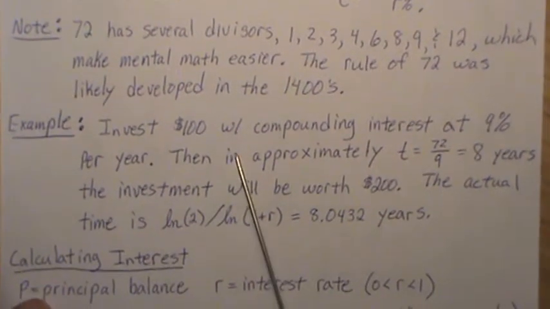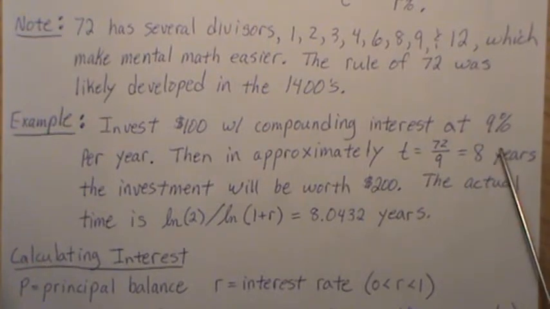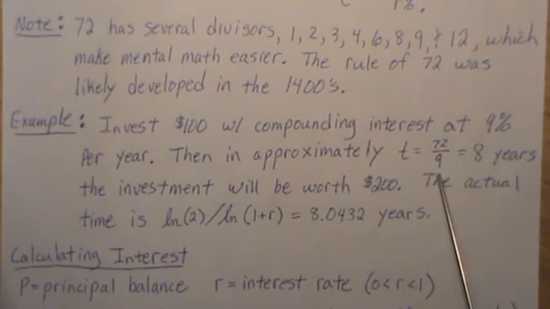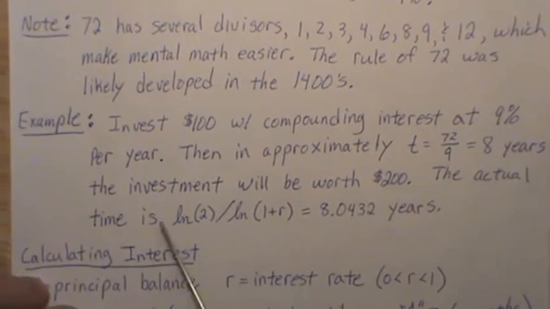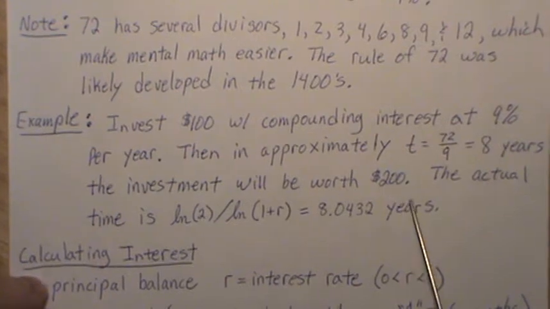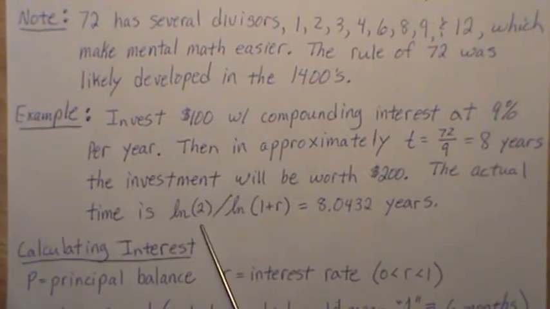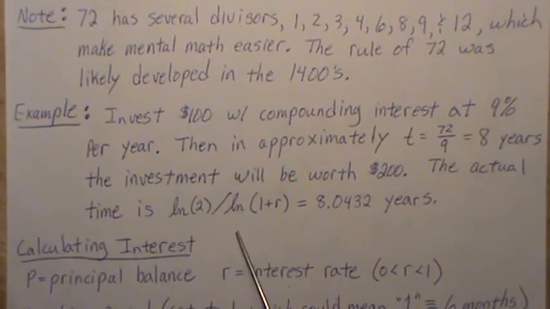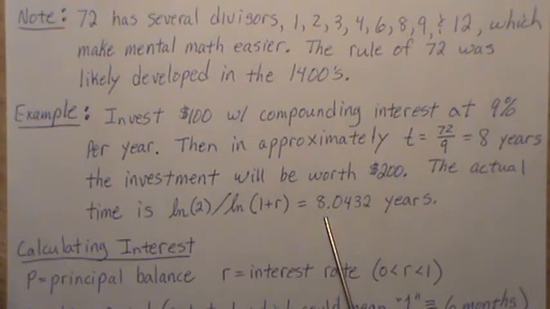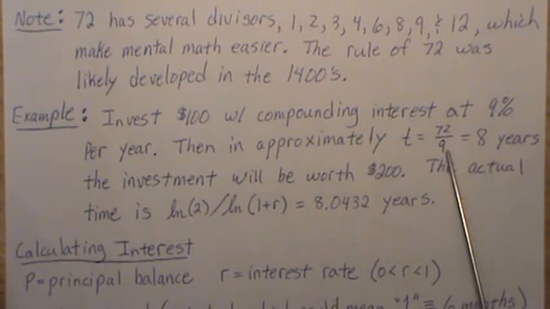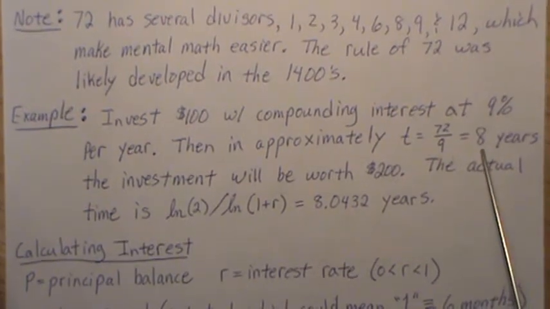Now here's a quick example. Let's invest $100 with compound interest at 9% per year. Then approximately T equals 72 divided by 9 equals 8 years. The investment will be worth $200. Now, the actual time is log 2 divided by log of 1 plus r, and it's 8.04 years. And so, calculating the log, you can't really do that in your mental math. But this is easy, and 9 divides 72, so it makes it even easier.